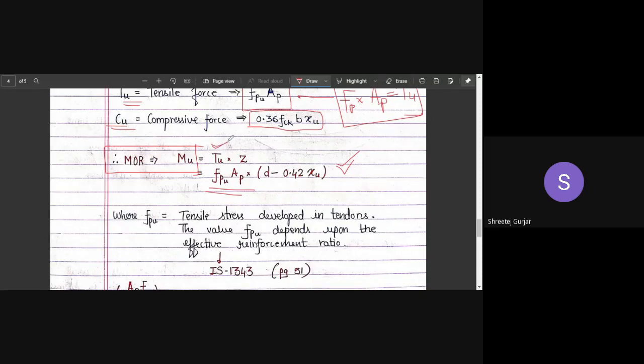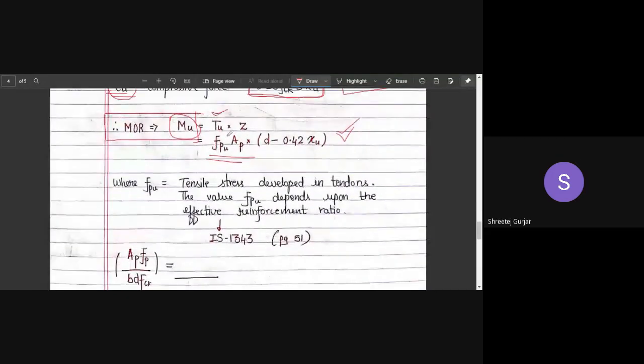Also, you can derive it using compressive force Cu, and the value of Mu which you get will be the same in the end. Because using Cu is complicated, we are using the tensile force Tu to calculate Mu. Remember. Next, moving on to the next thing.